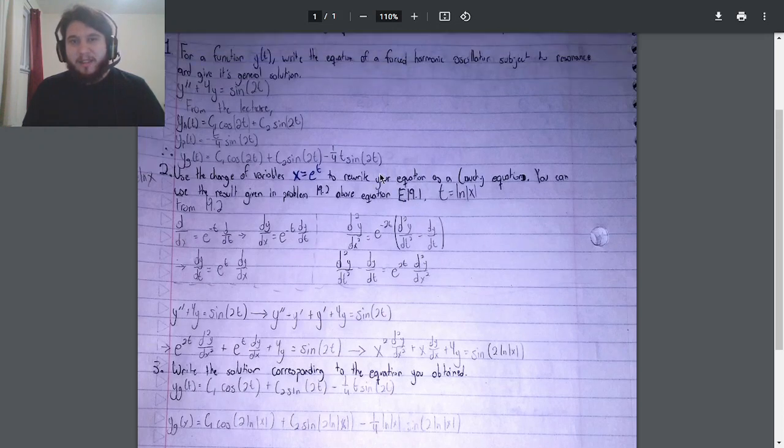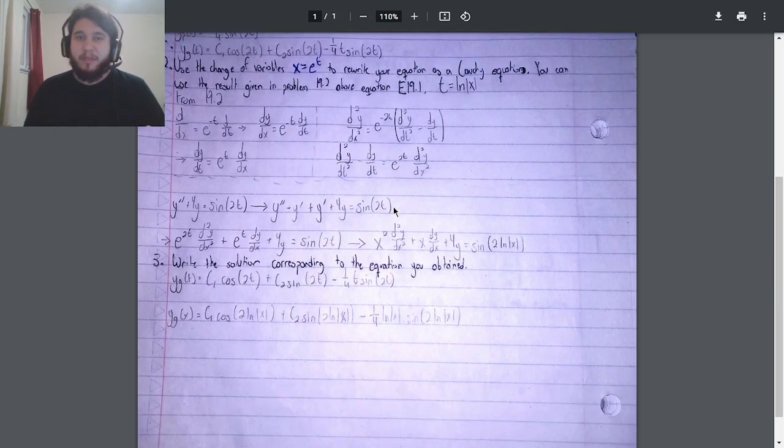Similarly, we get from 19.2 that the second derivative of y with respect to x is equal to this expression. What we can do is simply move the e to the 2t over to the left side and get the second derivative of y with respect to t minus the first derivative of y with respect to t equals e to the 2t times the second derivative of y with respect to x.